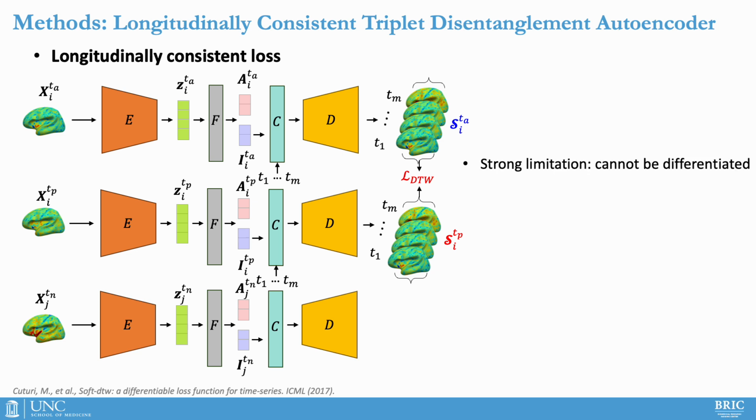However, one strong limitation of dynamic time warping is that it cannot be differentiated, which is problematic given the gradient-based optimization in machine learning. So we use the soft dynamic time warping as the longitudinally consistent loss. Gamma here is the smooth factor, which equals 0.1.